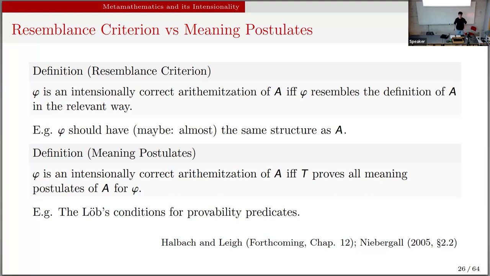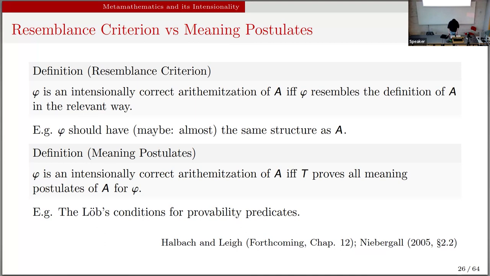So there you have the two different ways that one might try to understand when a certain predicate, a certain formula, is an intentionally correct arithmetization of a certain mathematical notion. And there will be a lot more to say on this part, but I won't go into more detail there.